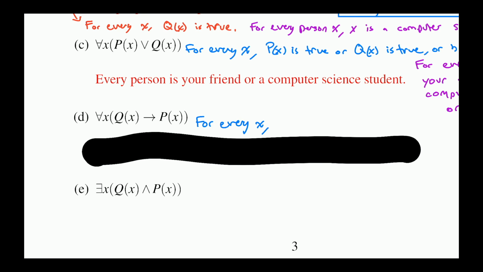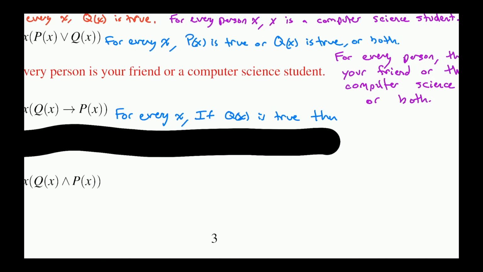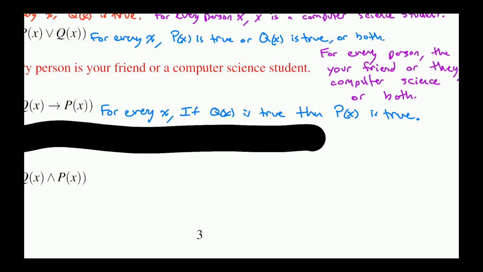But a better way to say that is, if Q of X is true, then P of X is true, right? Q of X implies P of X, that's if then. So write it as an if then, and then after you write it as an if then, for every X, if Q of X is true, then P of X is true, then we can translate that into what it means. So in English, what does this mean now?